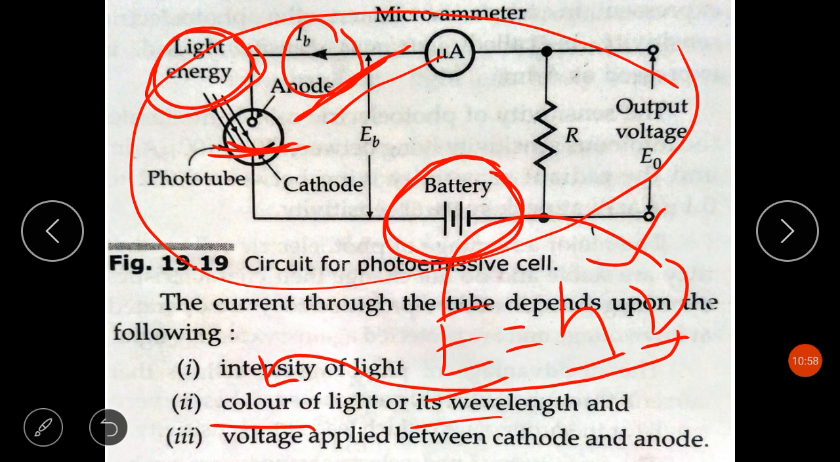And how will this circuit be used for the measurement of luminous flux or luminous intensity, or you can say the light energy? I'll tell you in my next lecture. I'm ending this class here.